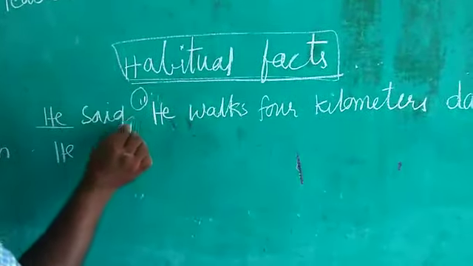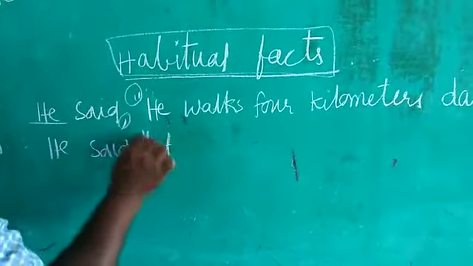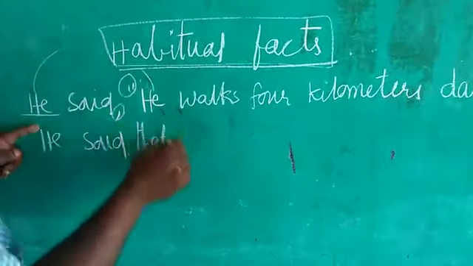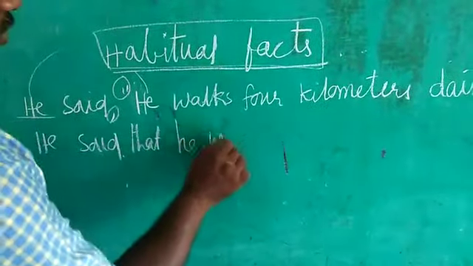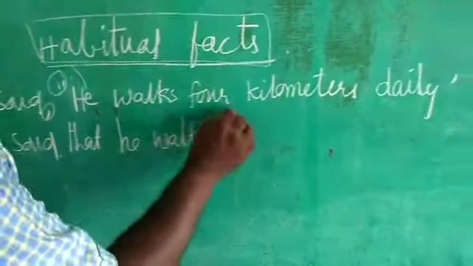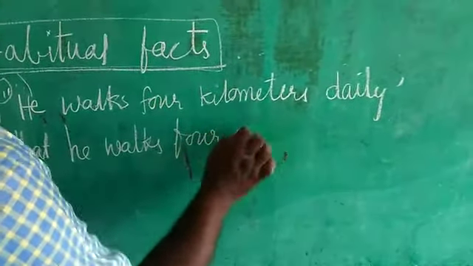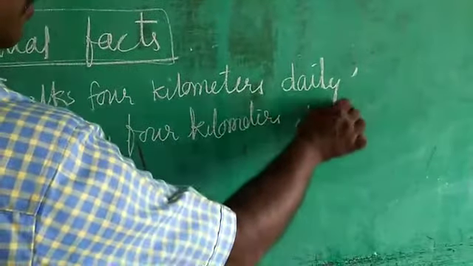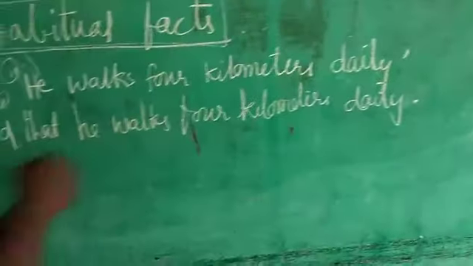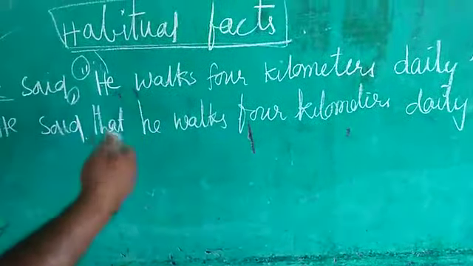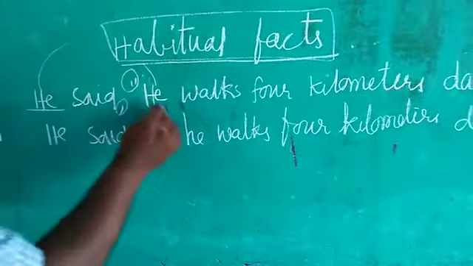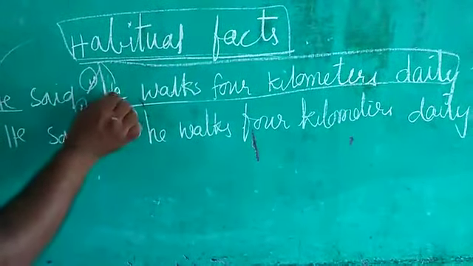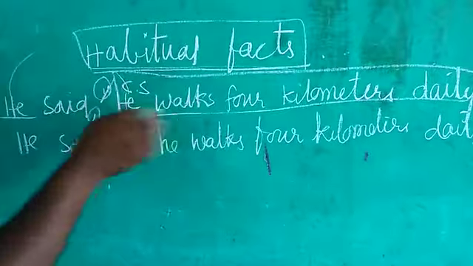To remove these quotations and comma, the conjunction that you have to take. Capital letter is given here, children. He said, he means the same person, capital letter to small. He walks 4 kilometers daily. So we can write a number of sentences on habitual facts, what you do as a habit daily. So no change here, children. As it is, we wrote, only removing the quotations, capital letter to small. That's about habitual facts.